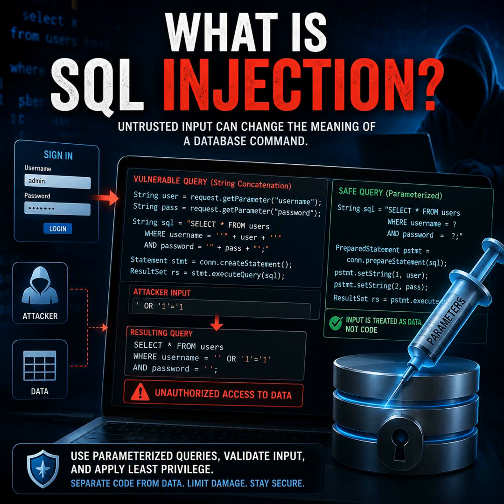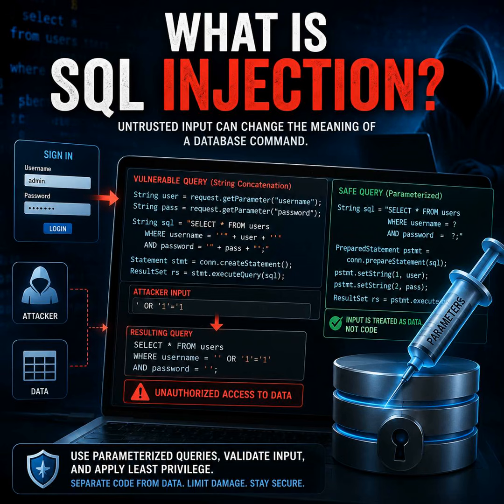The application intends to provide the database with fixed instructions and separate values. Injection becomes possible when the application combines them in a way that lets the database interpret some of the value as additional instruction. That is why this weakness is fundamentally a command construction problem, even though the visible result appears inside the database. Many vulnerable designs begin with string construction.